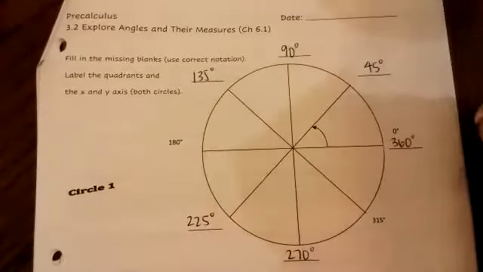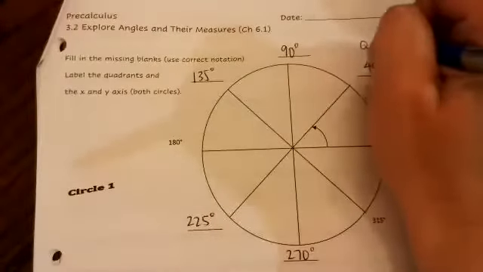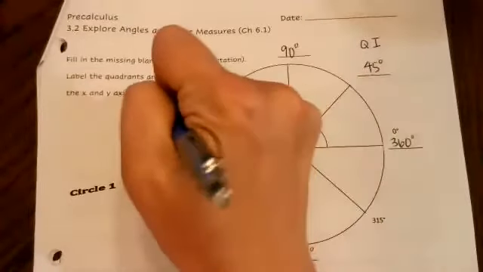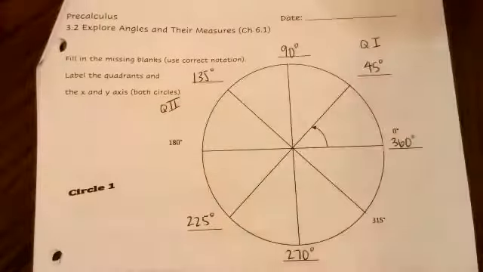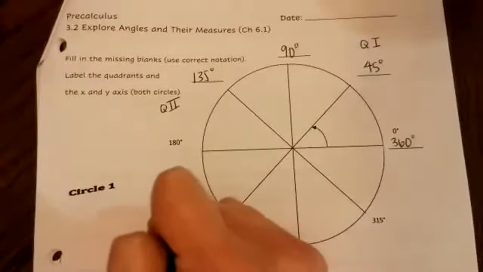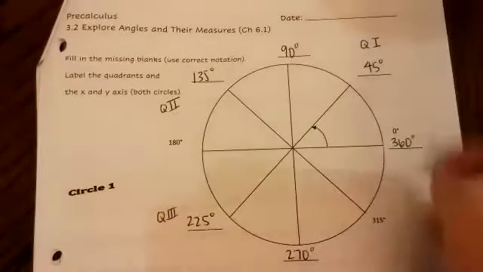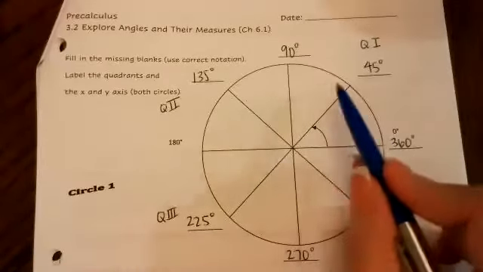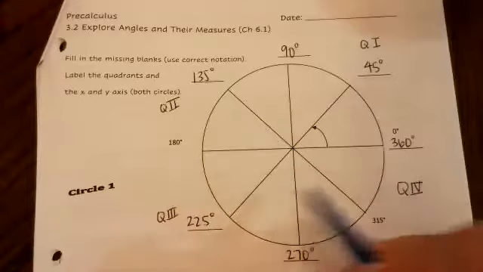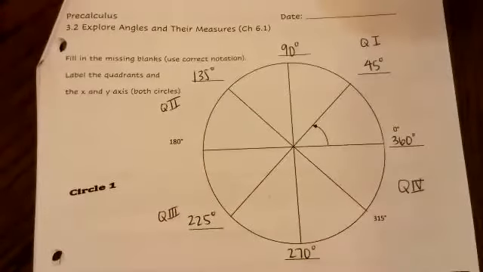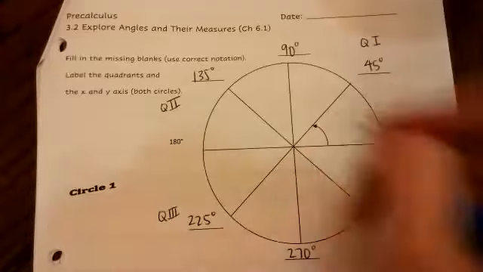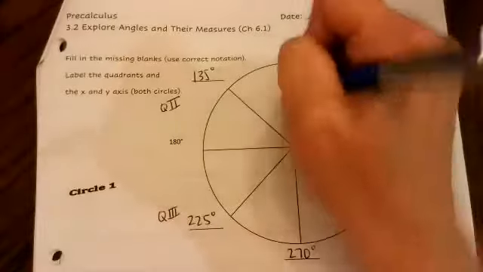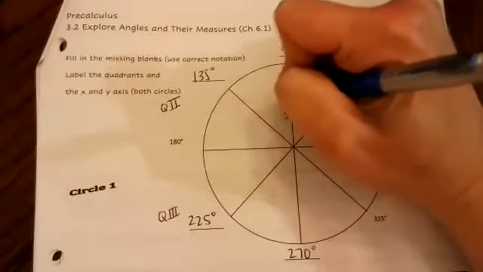So now let's label our quadrants. Our first quadrant is right here. That's this section. Our second quadrant would be over here. Our third quadrant is this bottom one. And our fourth quadrant is this one here. It goes counterclockwise. So quadrant 1, quadrant 2, quadrant 3, and quadrant 4. And then our x-axis is this one here, and our y-axis is this one.